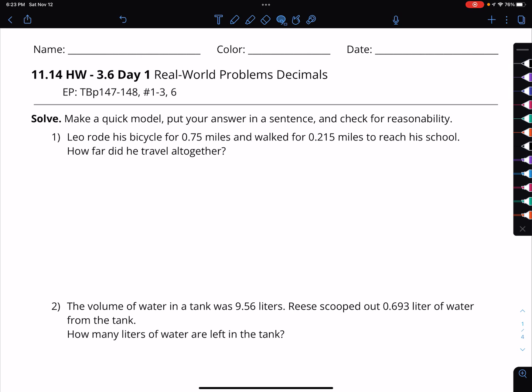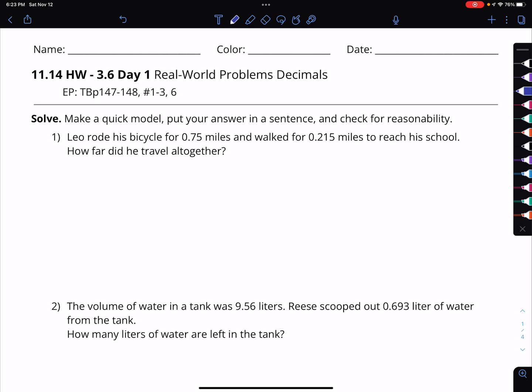And just as a reminder, if you want extra practice on this, you can check out textbook page 147 and 148. Question numbers 1 through 3 and 6 will be specifically related to this. So here we go. When solving these word problems, I do want you to make a quick model. Remember to make sure your answer is in a sentence, and please check for reasonability.